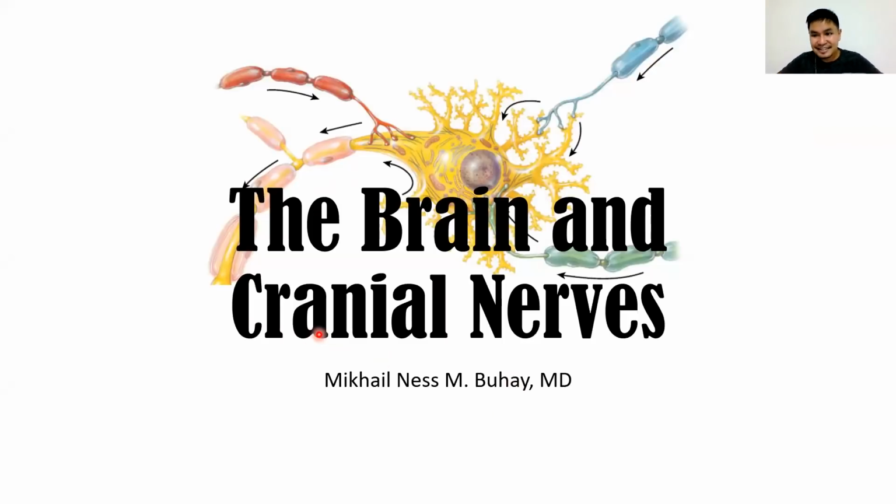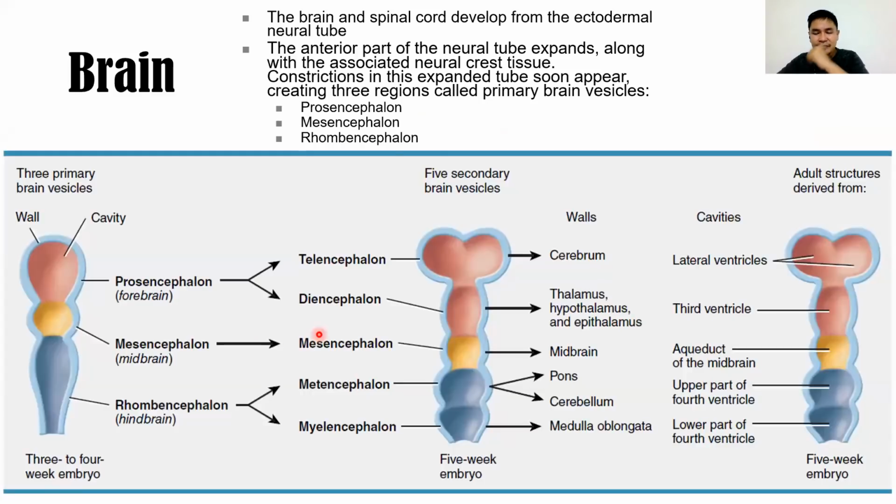The brain and cranial nerves. The brain and spinal cord develop from the ectodermal neural tube, no, to development. So the anterior part of the neural tube expands along with the associated neural crest tissue, and constrictions in this expanded tube soon appear, creating three regions called primary brain vesicles. So these are your three primary brain vesicles. The development ng brain to. From neural tube, the neural tube expands with the associated neural crest tissue, and it will form constrictions. So you have your three main primary brain vesicles, the constrictions.